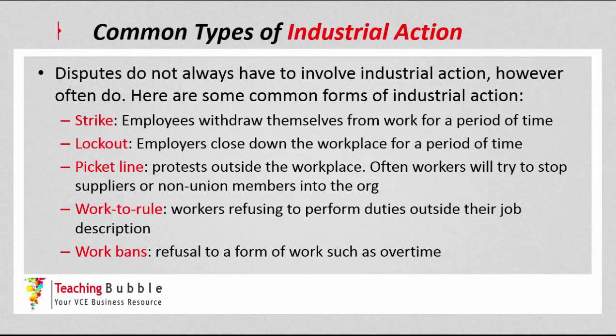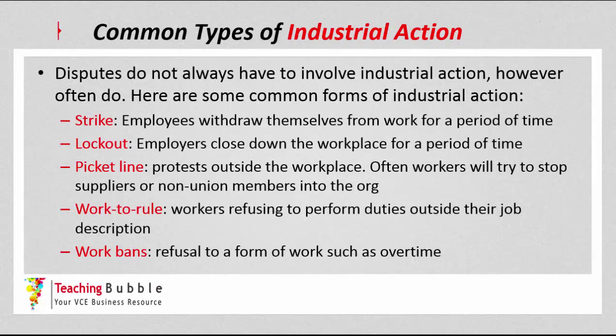Picket lines is where groups of employees will protest outside the workplace, and often they'll try to stop suppliers or non-union members from entering the organisation. Work to rules is where workers refuse to perform duties outside their job description. Often an employee has their job description, but most employees do many other things that are involved in their job, and they're happy to do those. But a work to rule is where they just perform things that are in their job description.